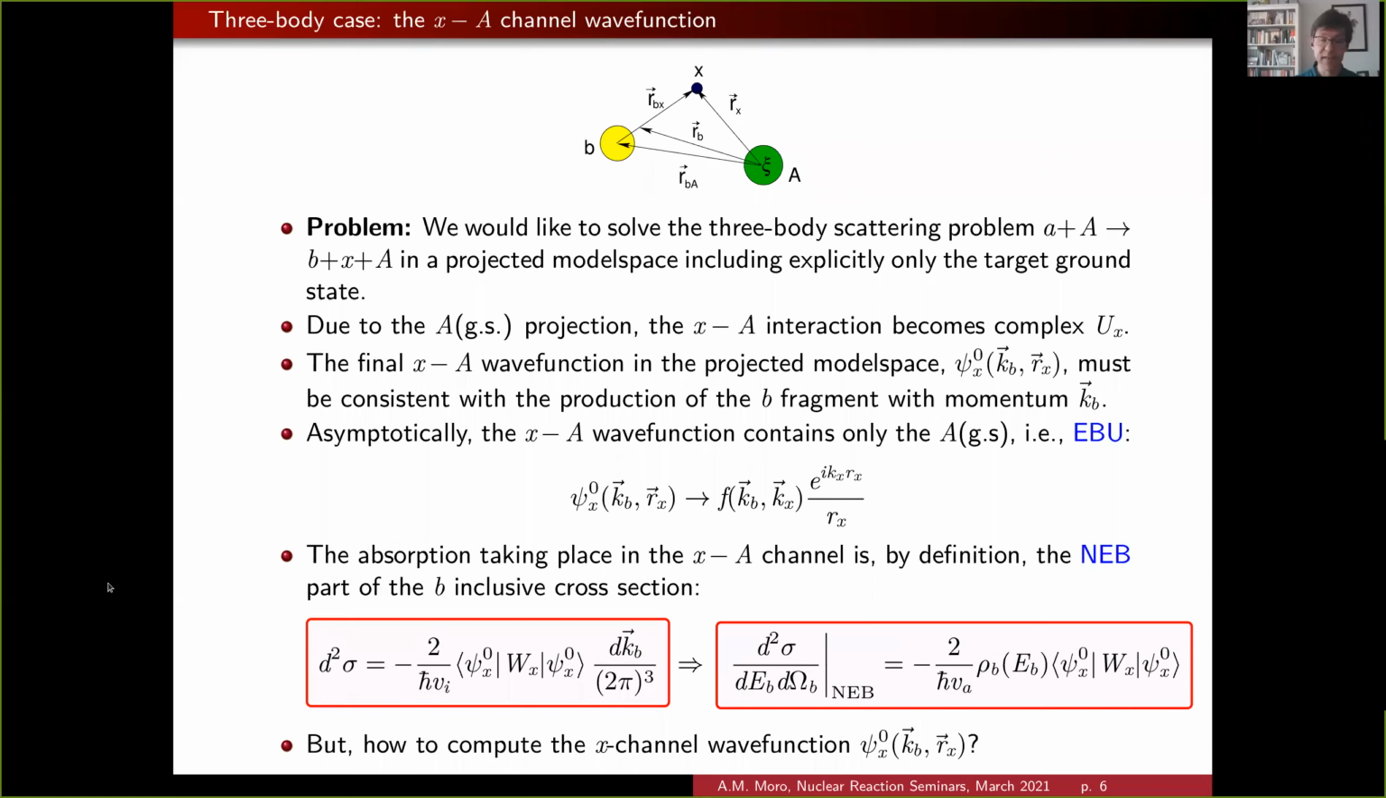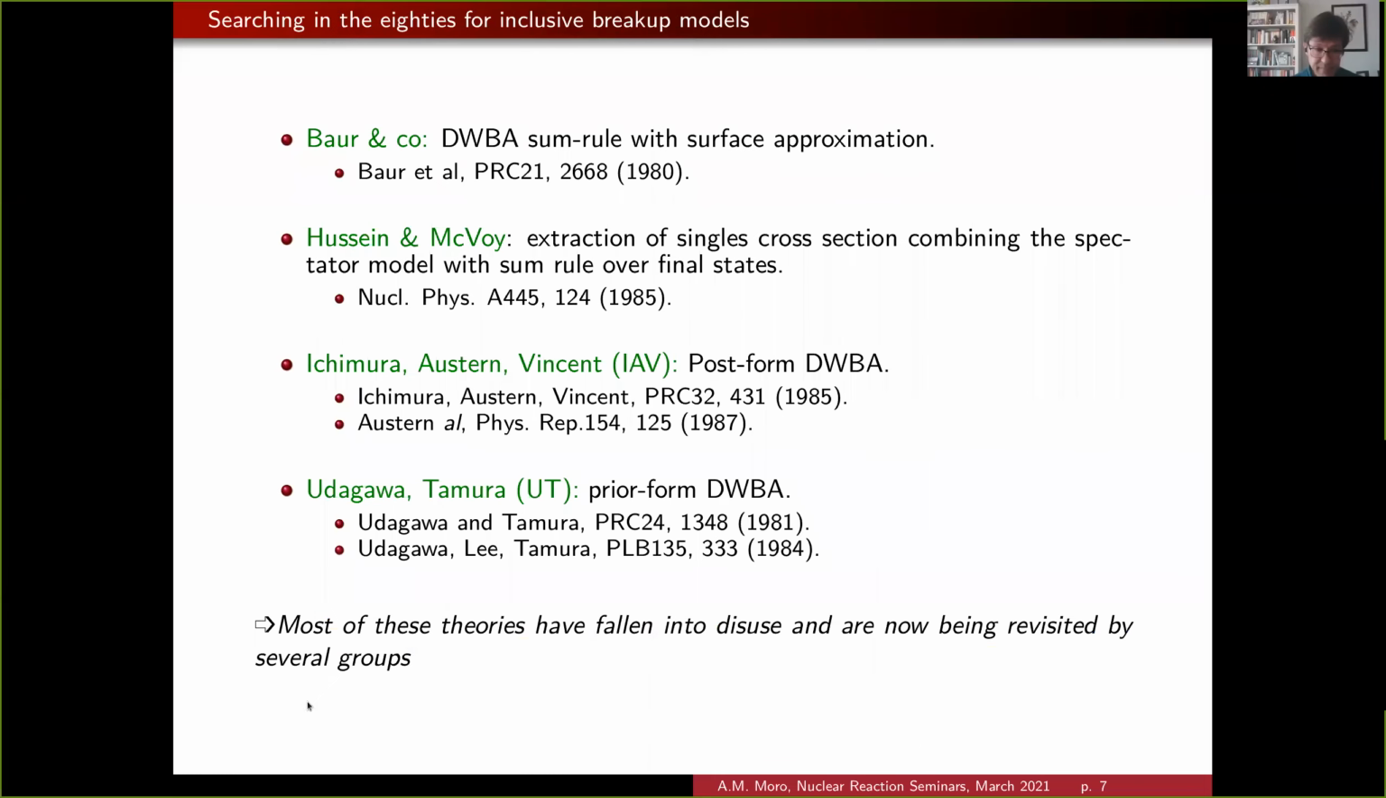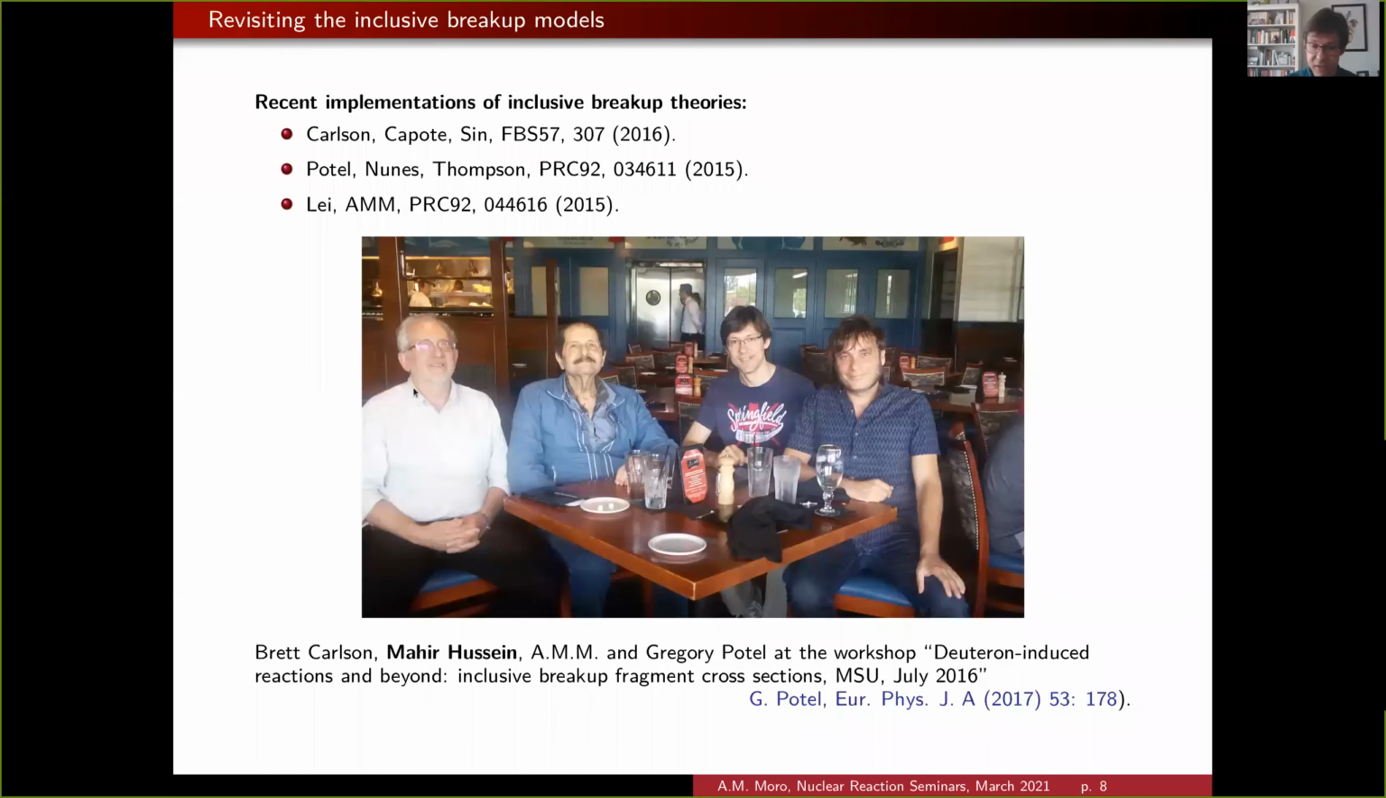And for that, there is not a unique answer. Actually, this is a problem that was addressed by many groups, but mostly in the late 70s and mostly in the 80s and 90s. Here, this is an incomplete collection of works, but these are the main works that I will refer to. So actually, this is a problem that recently has also attracted the attention of several groups, including ours in Sevilla.